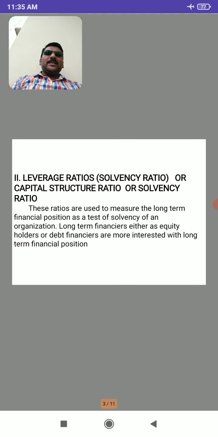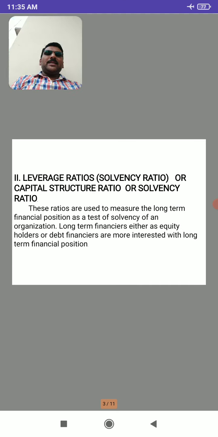Long-term financiers, either equity shareholders or debt financiers, are more interested in the long-term financial position. In the first session we have already seen the parties which are interested in these financial ratios. The long-term shareholders and the long-term debt financiers are more interested in the long-term financial position, and these ratios are used to calculate the solvency of the company. Next, the solvency ratios are classified into six main categories.